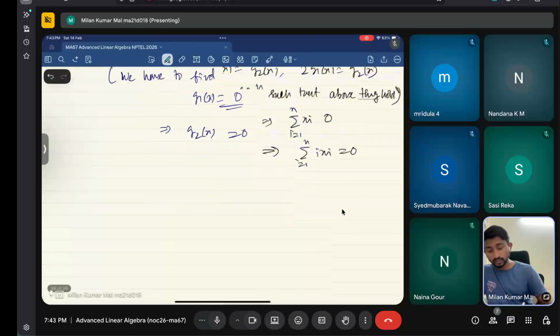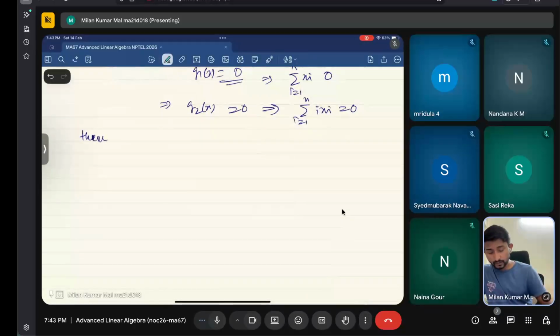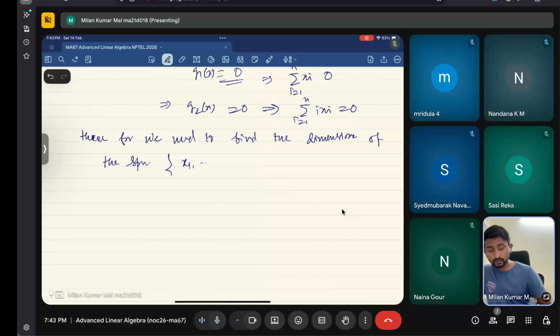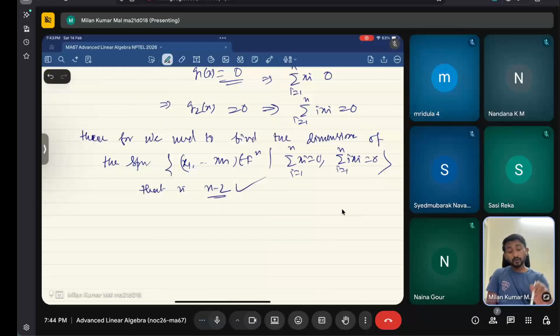So basically, therefore, we need to find the dimension of the space of all those x1, x2, ..., xn coming from the field F^n such that the summation of x_i equals 0 and the summation of i x_i, i equals 1 to n, is 0. And that is n minus 2.